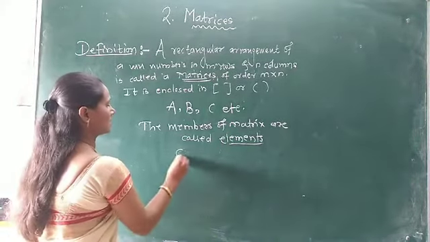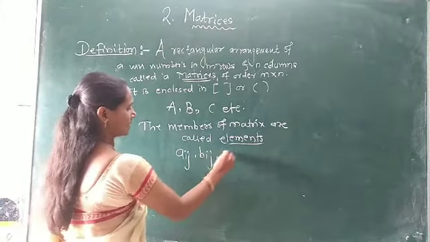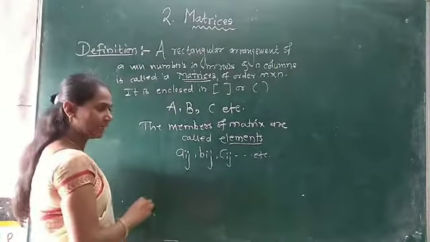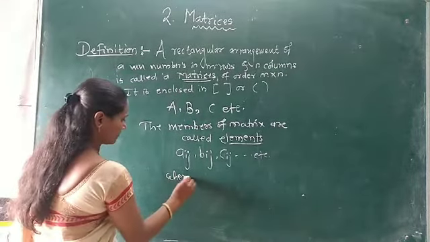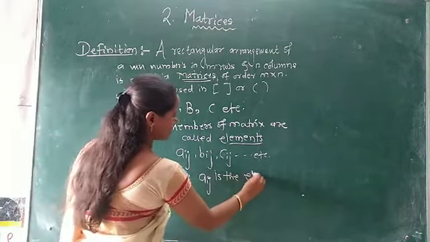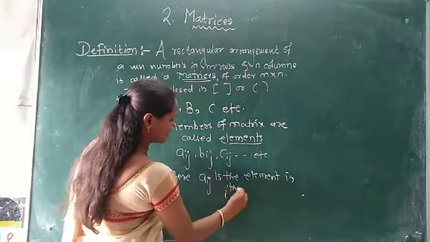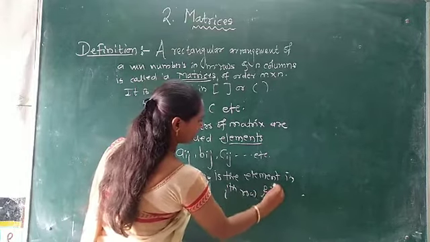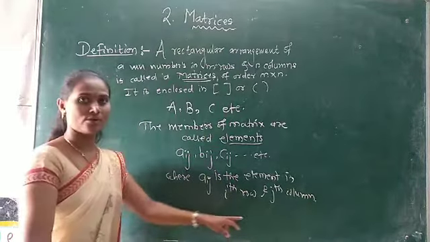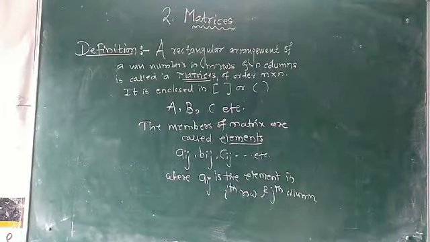The elements are denoted by small letters like Aij, Bij, Cij, and so on. Aij is the element in the ith row and jth column.